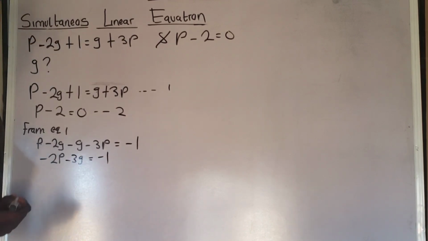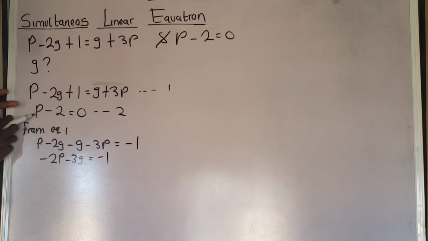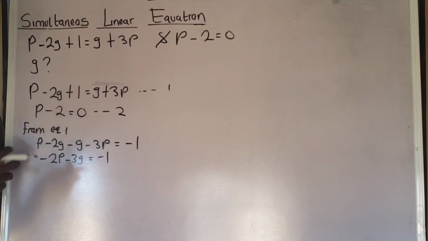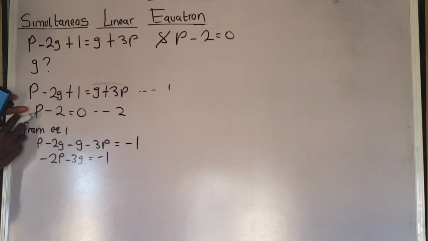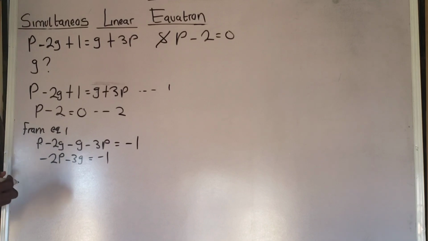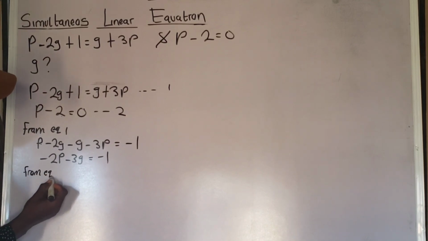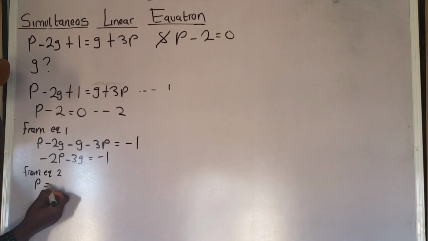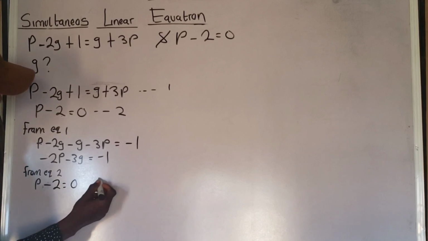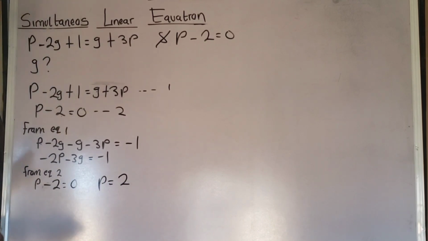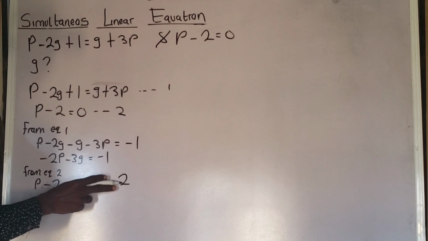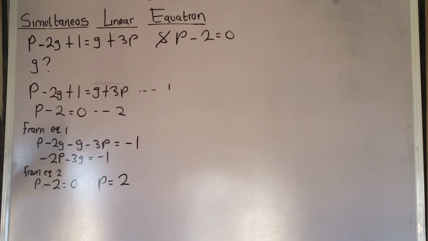Now please pay attention. From equation 2, I'm going to make p the subject of the relation. Equation 2 is p minus 2 equals 0. Let's do it step by step. p minus 2 equals 0, hence p is equal to 2. Now I'm going to substitute this p into this equation to get the value of g.